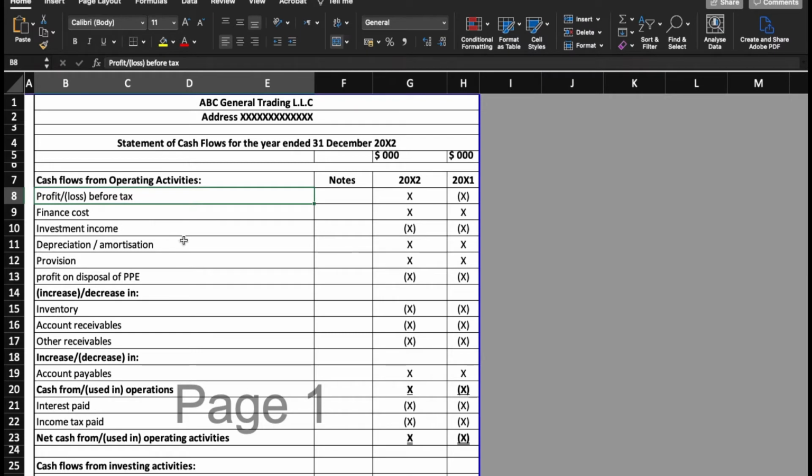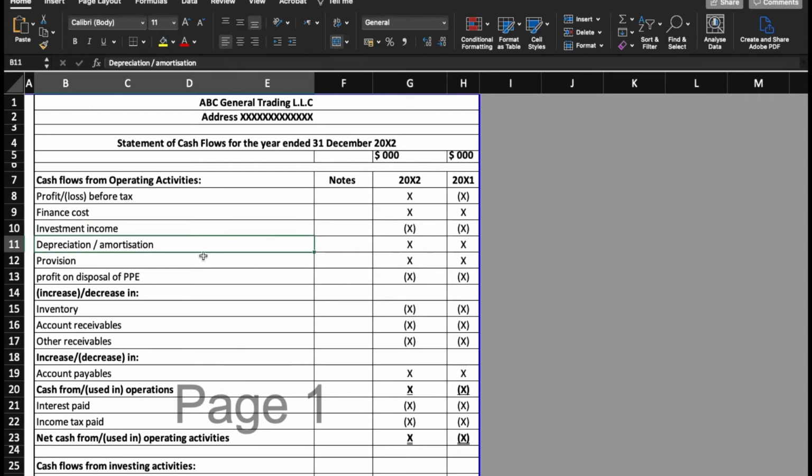So as I said before, the profit or loss before tax: this year we have profits, previous year the entity generated a loss. Then we need to add the finance cost in both years. Then we have the investment income, which must be deducted because it was an increase and should be deducted.